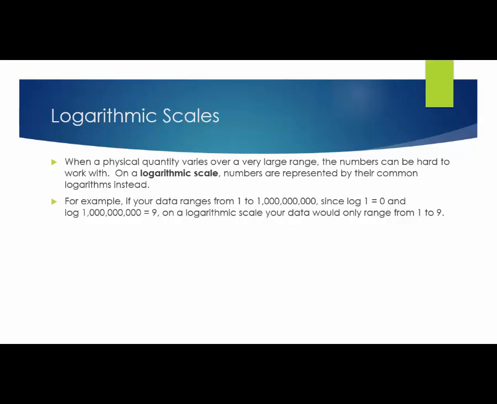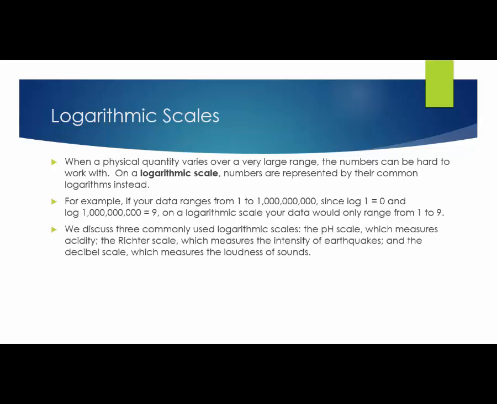For example, if you have data that ranges from 1 to 1 billion, since the common log of 1 is 0 and the common log of a billion is 9, then on a logarithmic scale your data would only range from 0 to 9, so it's a little bit easier to handle.